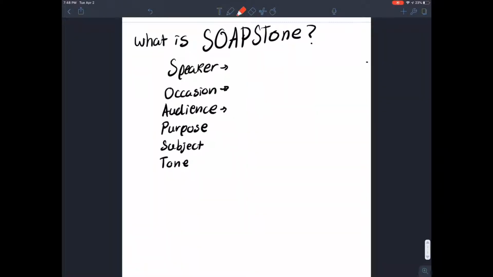And the SOAPSTONE strategy is what assists this process. SOAPSTONE is a 6-part analytical strategy used for finding the purpose of the rhetorical choices that the author has chosen. The name itself is an acronym with the letters standing for speaker, occasion, audience, purpose, subject, and tone.